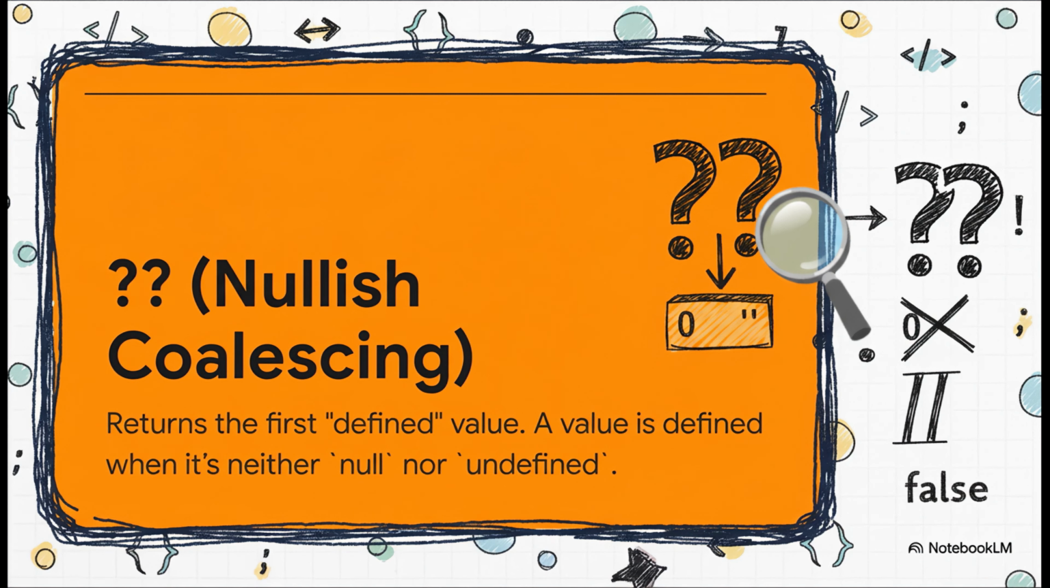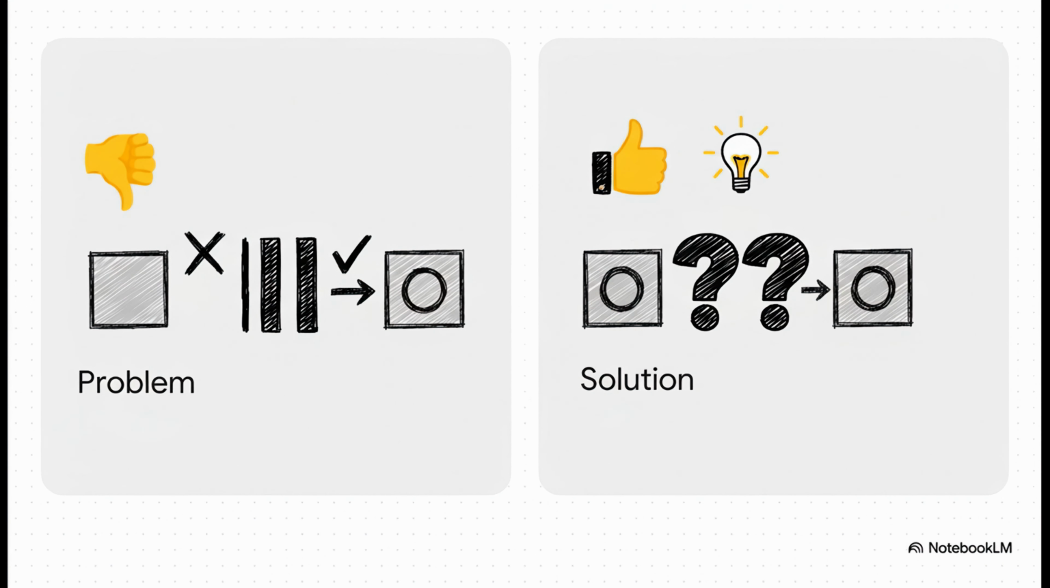Its job is way simpler. It only cares if a value is defined. And in its world, a value is defined as long as it isn't literally null or undefined. That's it. That's the whole rule. So much more precise. And this right here, this is the light bulb moment.